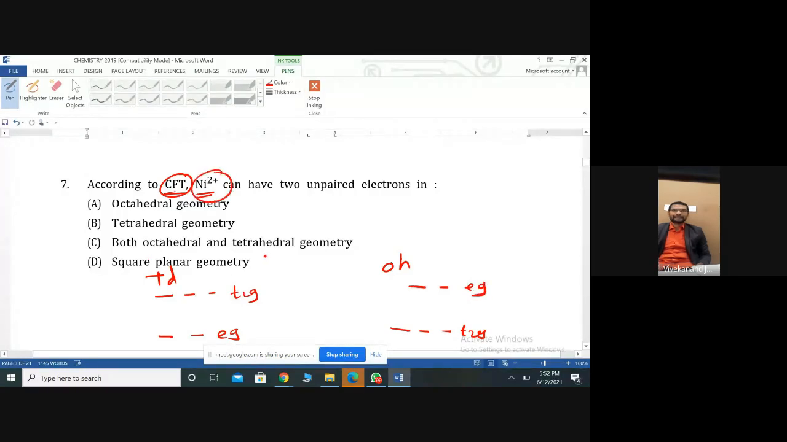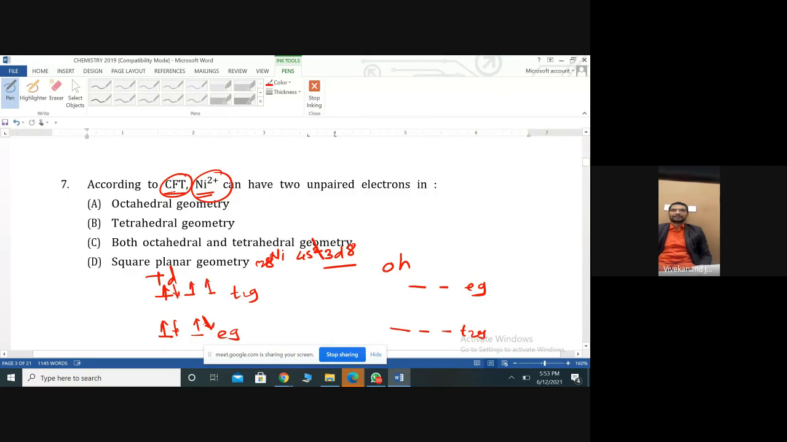Nickel plus 2 is given, and in this nickel plus 2 we have to put electrons. How many electrons are there in nickel? Atomic number 28. And the electronic configuration is 4s2 3d8. 2 electrons we are removing from here, so 8 electrons are present. That 8 electrons we have to fill according to this. First 4 electrons come over here, then the fifth, sixth, seventh, eighth electron.